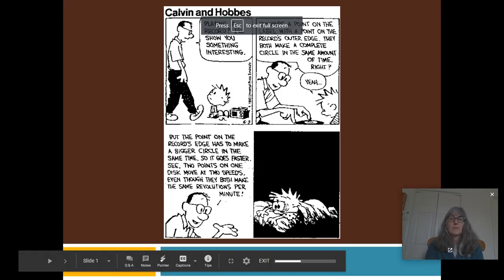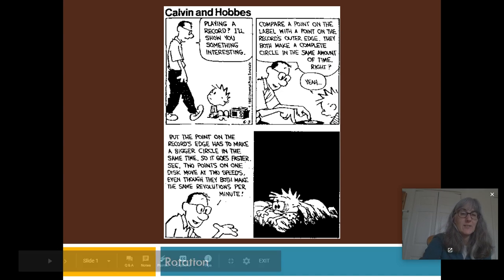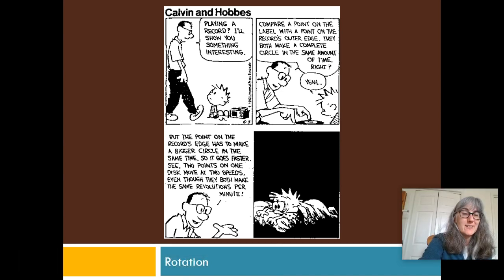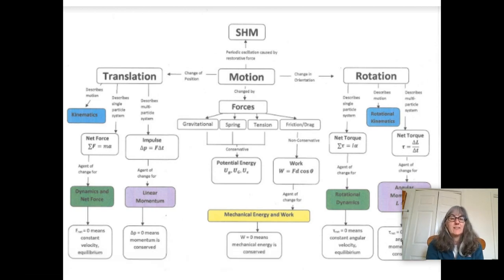Today we're going to start rotational motion, and I'll let you pause so that you can read this cartoon. It's one of my favorites. And so far, we have done all of this stuff.